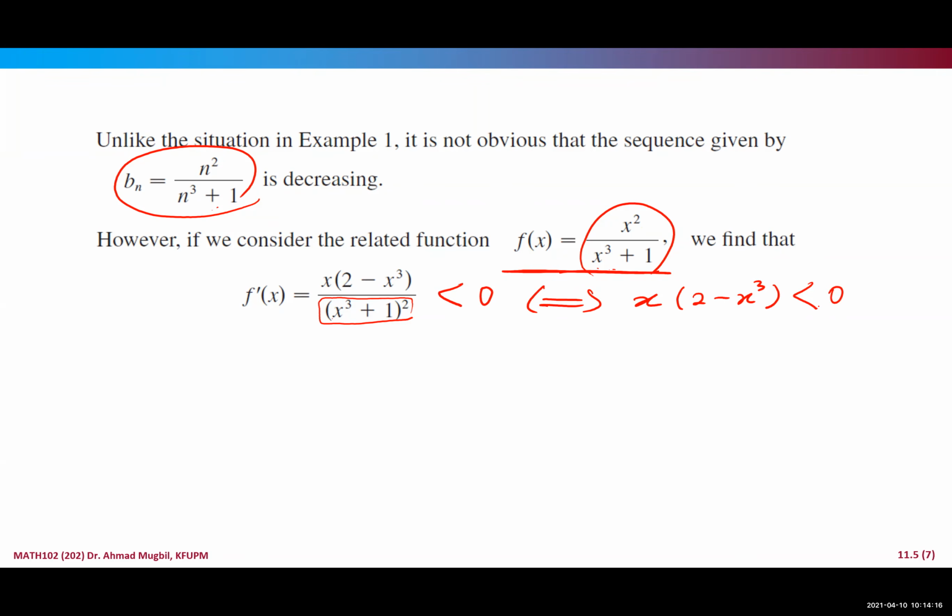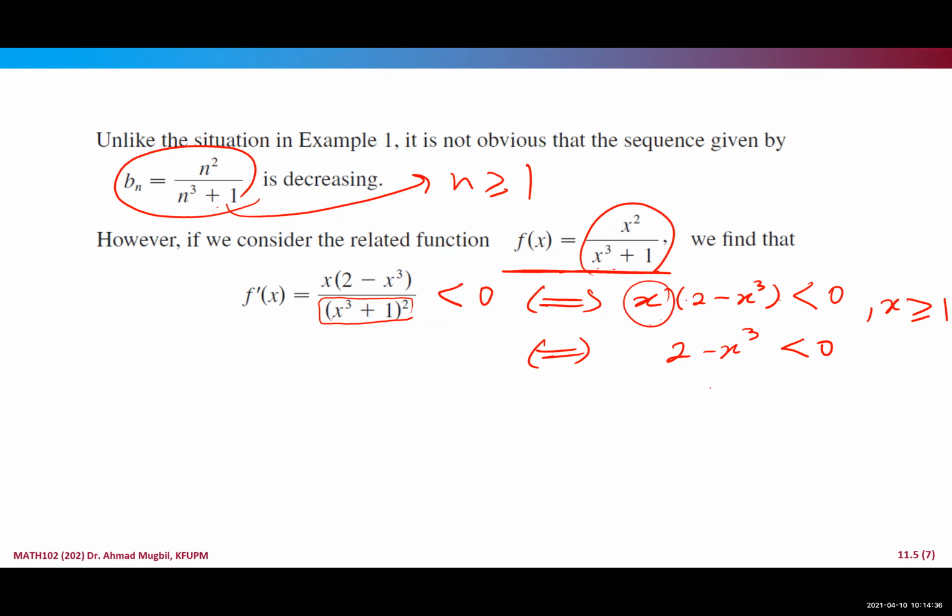Now, ya shabab, remember that here we are talking about n greater than or equals 1. So here our x is greater than or equals 1. So here x is positive. So this one is positive. So this will be negative if and only if this is negative. For this one, it is positive. Don't worry. So it will be negative if this is negative.